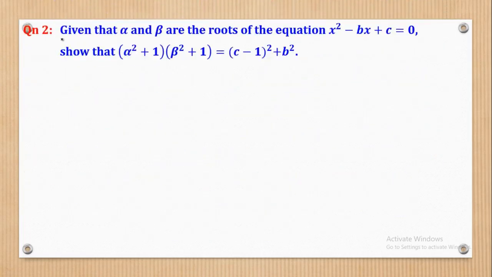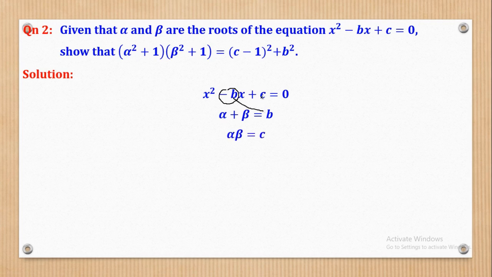Next is question 2. Question 2 says, given that alpha and beta are the roots of the equation, this, show that this is equal to that. So from that given equation, it implies that the sum is negative of this. Now negative of negative b is positive b, and the product is positive c.